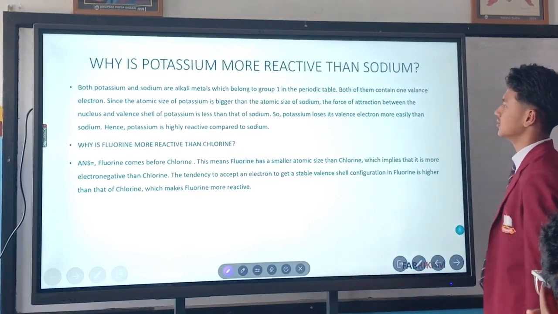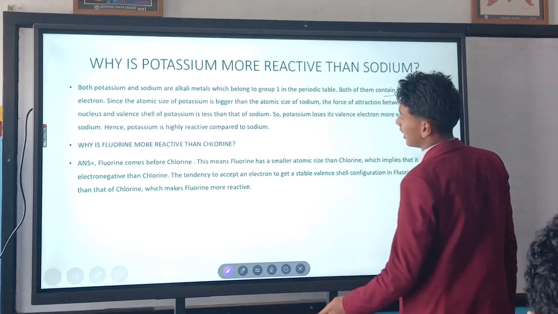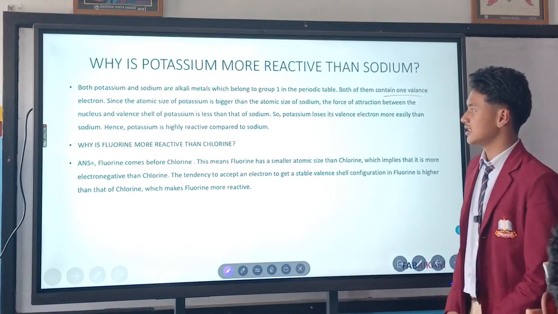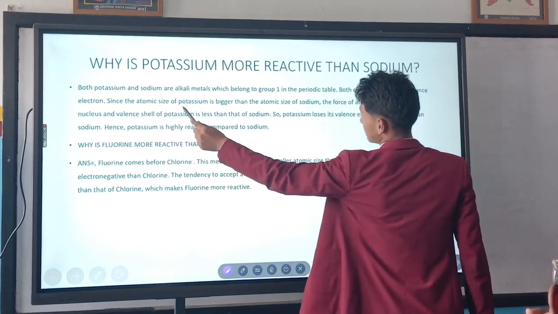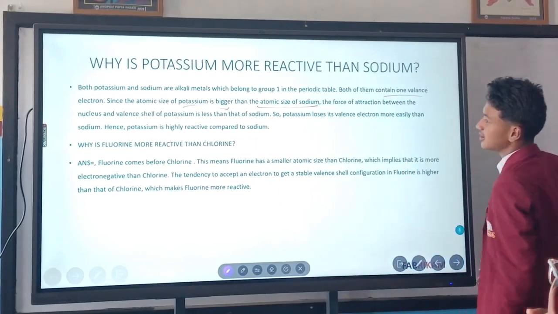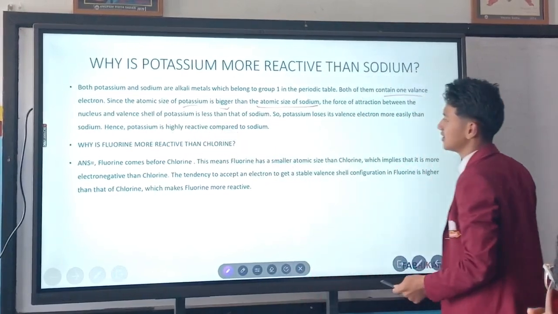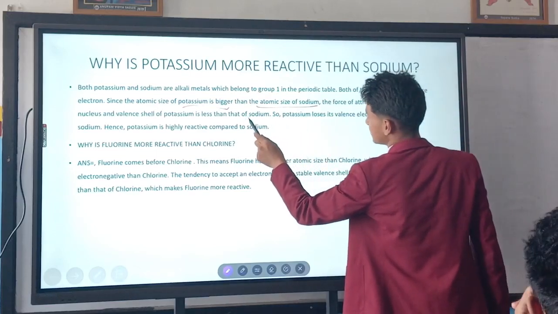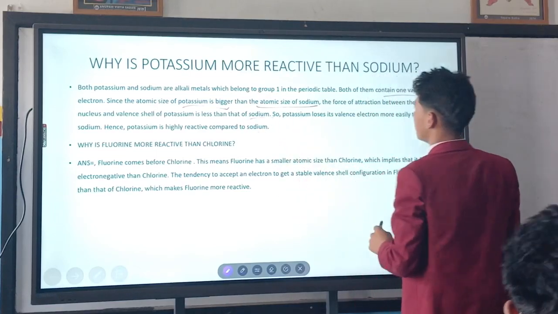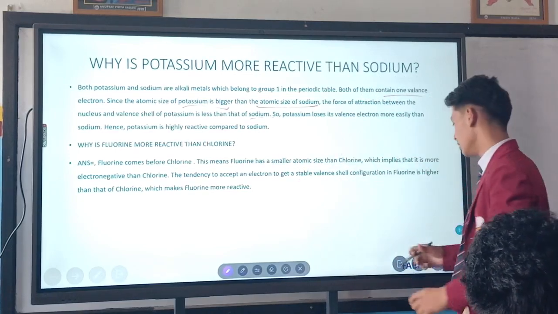So both of them contain one valence electron, and since the atomic size of potassium is bigger than the atomic size of sodium, the force of attraction between the nucleus and the valence shell of potassium is less than that of sodium. So potassium loses its valence electron more easily than sodium.